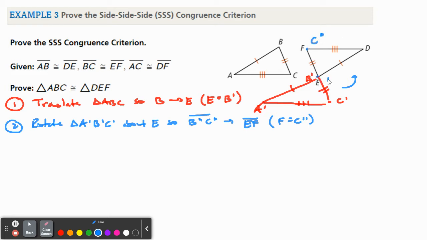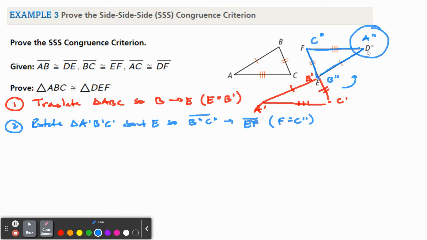B prime and B double prime are still the same, and for the meantime we'll rotate A up here to D, A double prime. And again, this would be the triangle. In a perfect world, it would line up, and again the sides would still be congruent, and we're good here because we know that B double prime and C double prime line up with E and F.